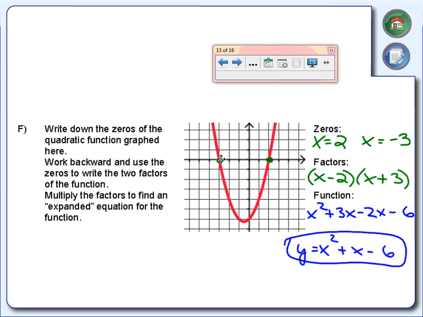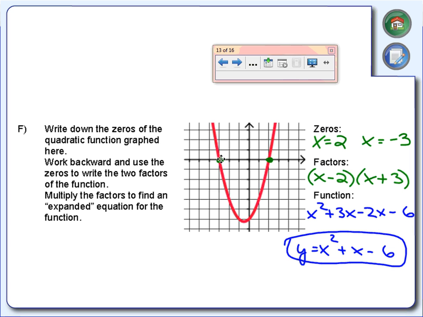Now do something for me real quick. We're going to just double check, make sure we got the correct equation. So go to your calculator and let's graph x squared plus x minus 6. Graph it for me real quick. What we're checking for is to make sure that we get the same graph that we have here.